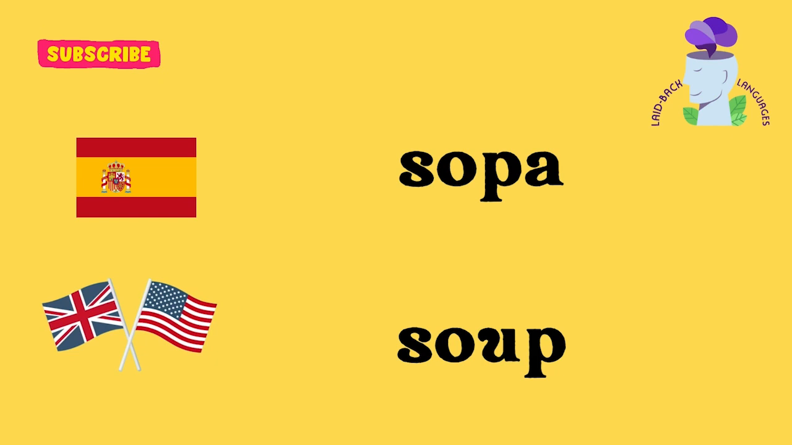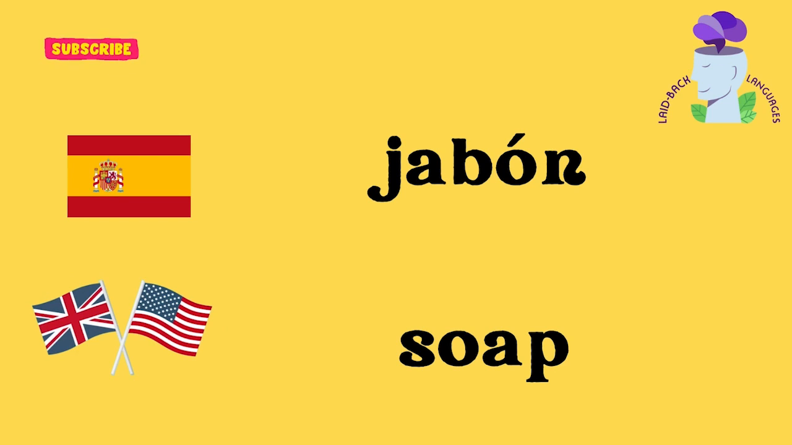So the next one is sopa. Sopa, and of course, sopa looks like soap. It even has the same letters as soap, just in a different order. But it actually means soup. I think this is a pretty easy one. I think the tricky one here is that you need to know the actual word for soap. Jabón.